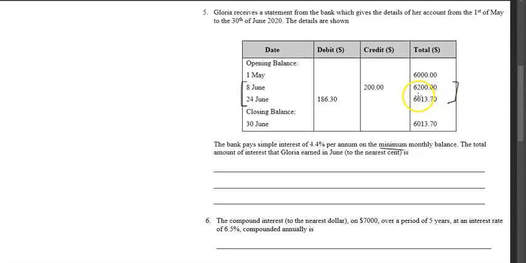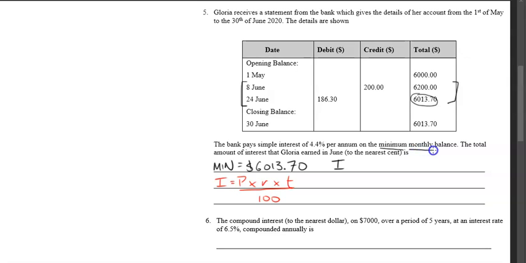In this case, this ends up being $6,013.70. With this in mind, we have to put in our minimum amount. And again, we have to recall what our interest formula is and find these values accordingly within the question.